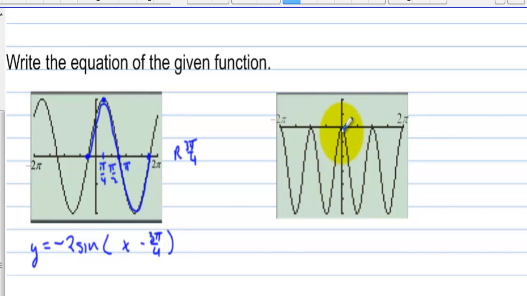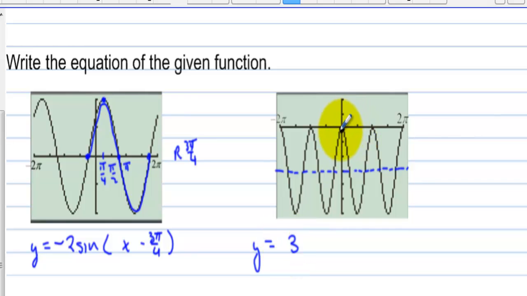Let's look at this second graph over here. The first thing I notice is this graph has been pushed down. The x-axis is not cutting it in half, so let's find out where the halfway mark is. Looks like it's right there, and this wave is 3 up and 3 down, so the amplitude is 3. So we have y equals 3. We might have to make that negative.